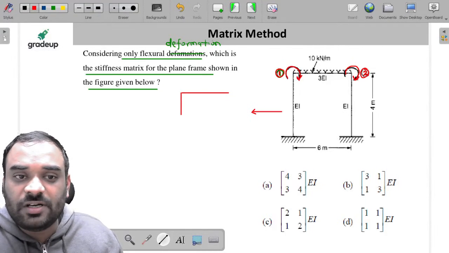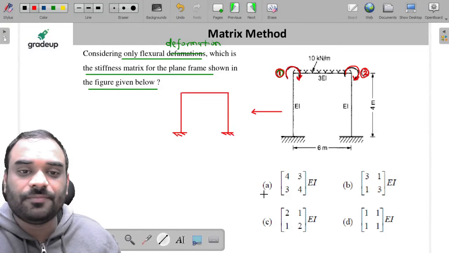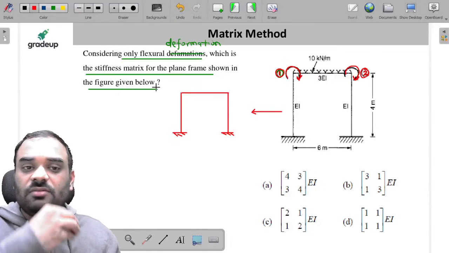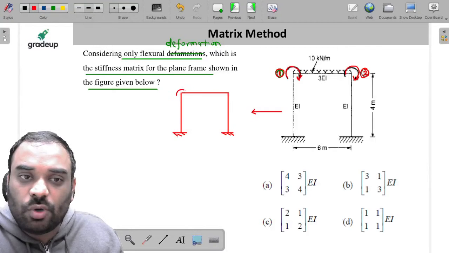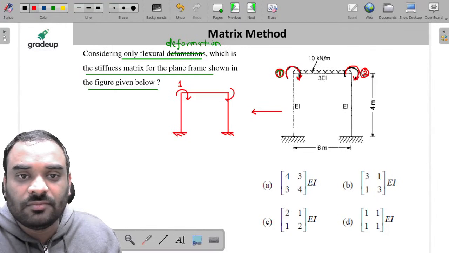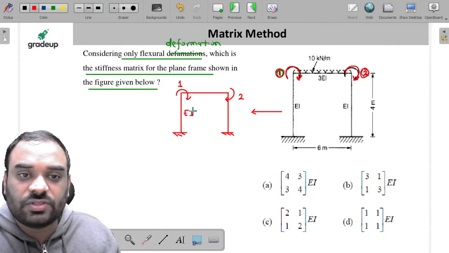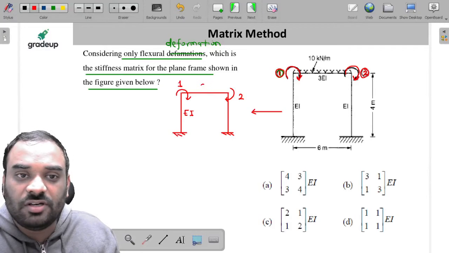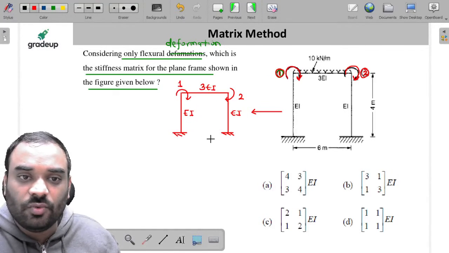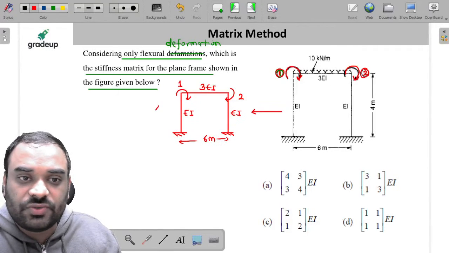While drawing the principal structure, my dear friends, what you have to do? You have to remove the external loading. Whatever loading is given, just remove it and apply the coordinate directions only: direction 1, and this is direction 2. And write all the parameters, which are your geometrical properties over here: 3EI, EI and EI, as well as the length, which is 6 meter, and this one is 4 meter.